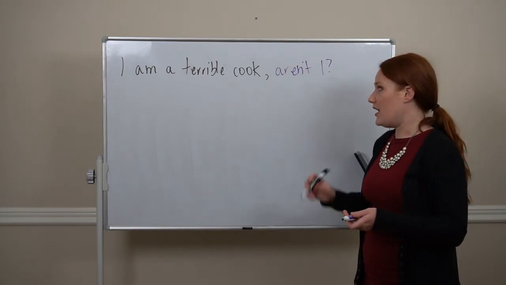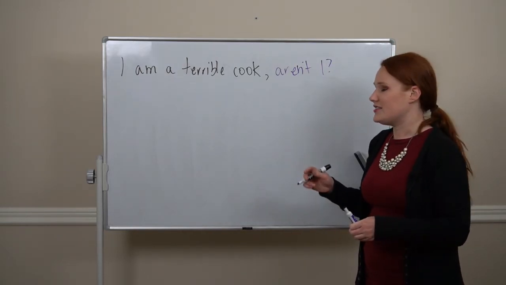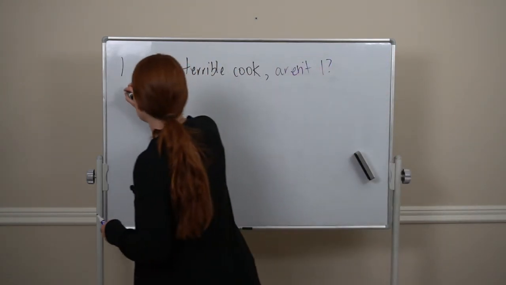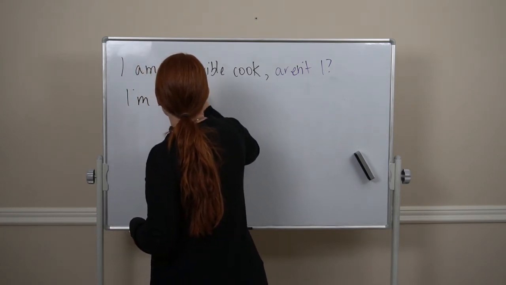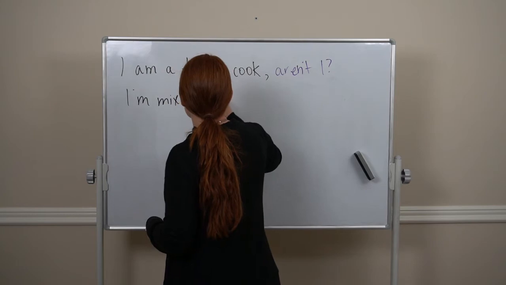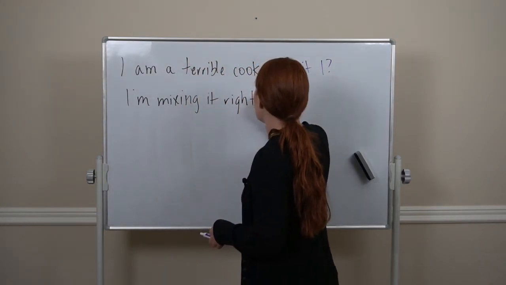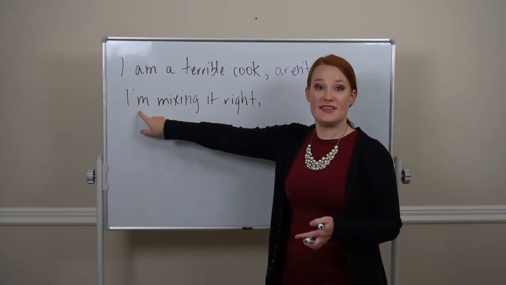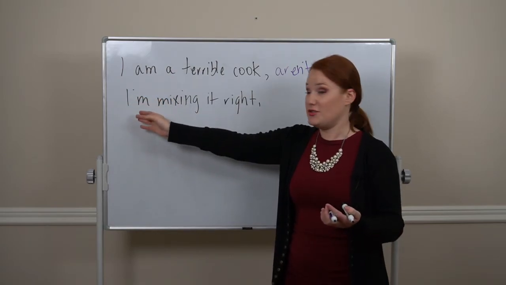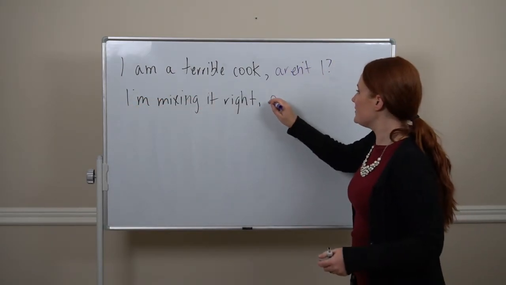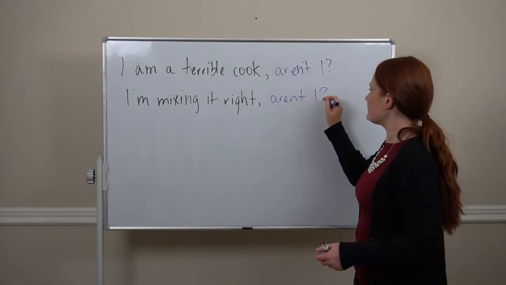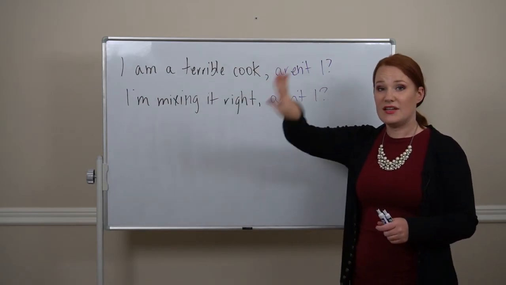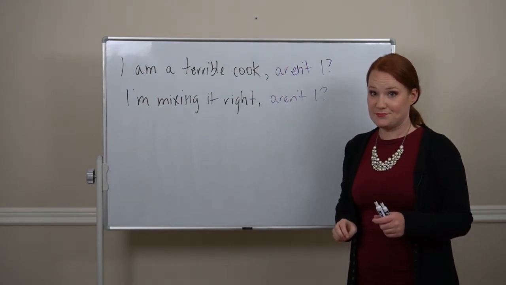This will work for continuous tenses as well, where, for present continuous tense, the auxiliary verb is also to be. I'm mixing it right. Present continuous, am mixing. Our auxiliary verb there is the present form of to be for I. So I'm mixing it right, aren't I? But this is the only exception. Everything else will follow the auxiliary verb, opposite subject rule.